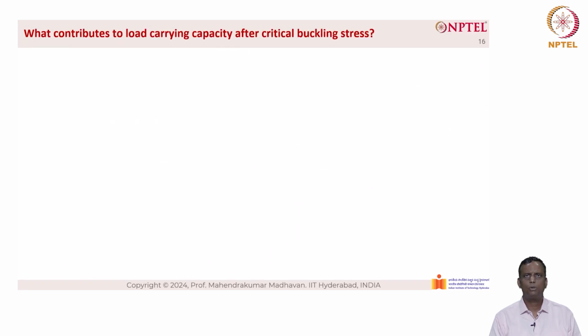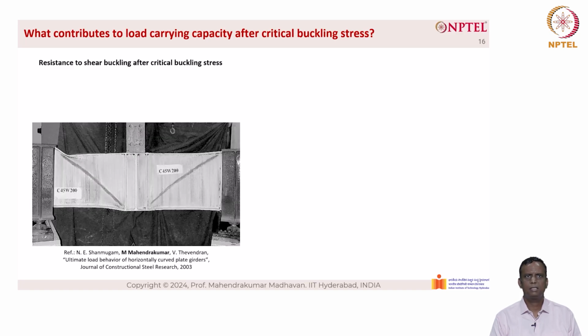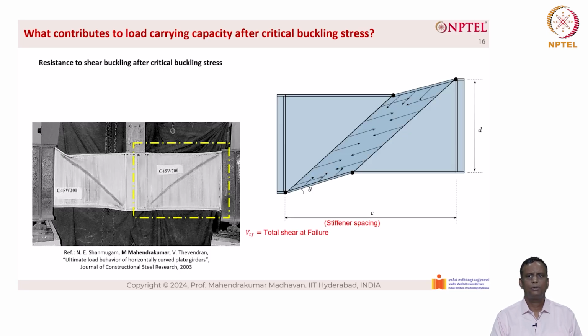So what contributes to load carrying capacity after critical buckling stress? It is the resistance to shear buckling after critical buckling stress. So what you see in this picture is the formation of the tension field band after reaching the ultimate. You can see that VTF is the total shear at failure and there is a formation of hinges at the top flange as well as at the bottom flange. So there is a compression flange, there is a tension flange, and we have a shear force acting downwards due to the application of load, which is VTF, and there is a reaction at the support acting upwards, which is VTF.